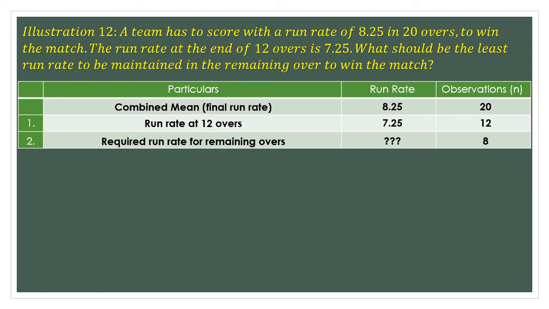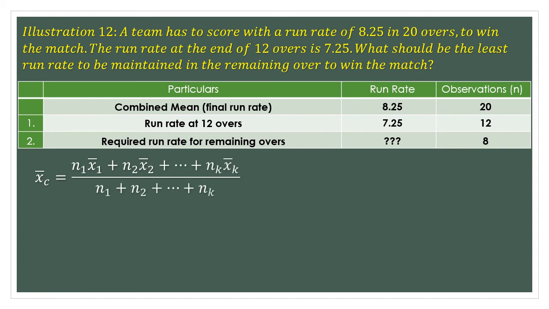8 overs. So now my first group is run rate at 12 overs, that is mean 7.25 and number of observations 12. My second group is the required run rate, which I don't know, with number of observations 8. And my combined mean, that is x bar c, the run rate of the overall average match, is 8.25 with total number of observations combining the whole match being 20. Let's put this data into our equation here. That is x bar c is equal to, you know the formula here, right? So I am not just going to repeat it, but how to put the values.